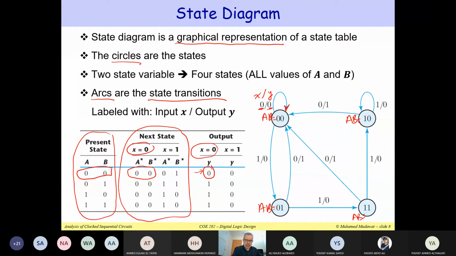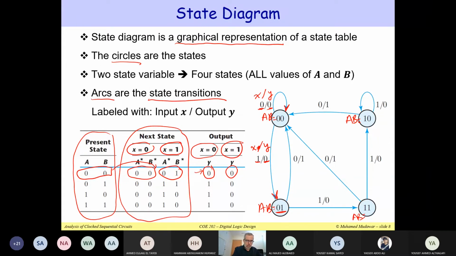If the input X is equal to 1, then you go from state 0, 0 to state 0, 1. So that's here state 0, 1, and you have this transition here. This is when X is equal to 1. So this is X, this is slash Y. Notice that Y is also equal to 0 when X equal to 1. So the output here appears on the arc.